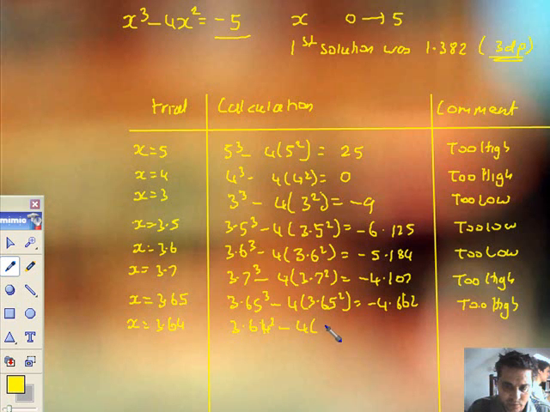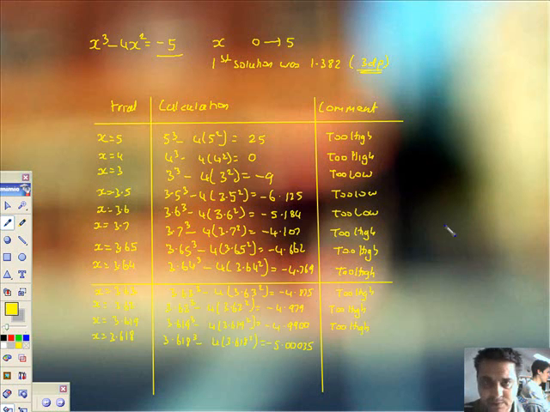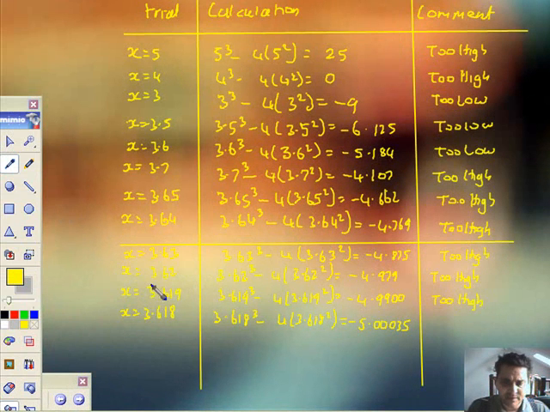Minus 4 lots of 3.64 squared comes to minus 4.769, I think it is. I can read my writing. Still too high. So what I'm going to do is pause, do the others, and I'll get back to you as soon as I've written up some more of these trials. Okay, so welcome back. I've drawn the line there. That's where I left off from the previous part of the video, and I've continued working. 3.63 gives me a result of minus 4.875, too high.